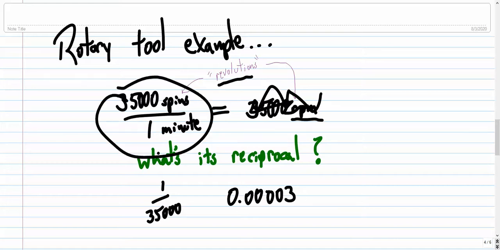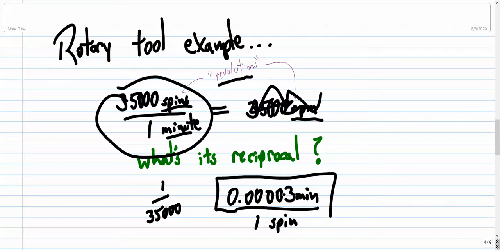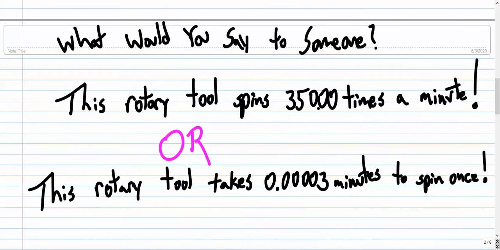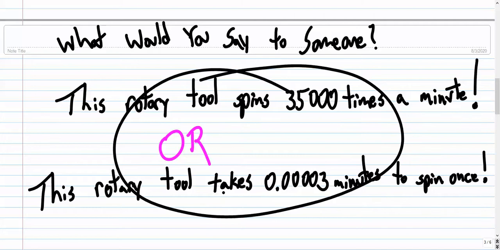What are our units going to be here? Well, here we were spins per minute, so this is going to be minutes per spin. And you could say 1 spin if you wanted to, but typically we just say that it's 0.00003 minutes. So what would you rather say to someone? Would you rather say to someone, oh yeah, this rotary tool, it spins 35,000 times a minute. Oh, sweet, all right. Or would you rather say, this rotary tool takes 0.00003 minutes to spin once? Saying each of those is the same thing. It's just you're flipping your fractions, top to bottom.